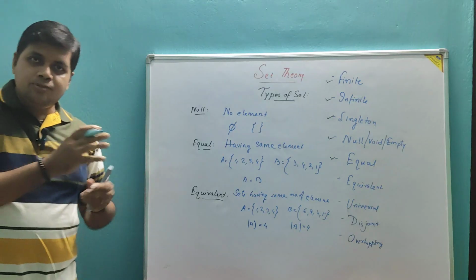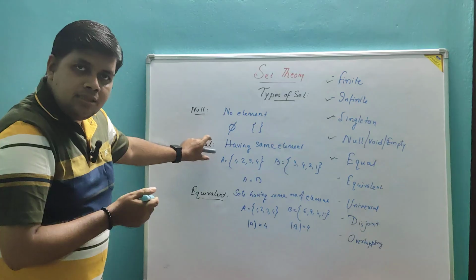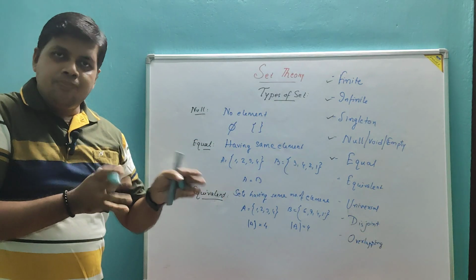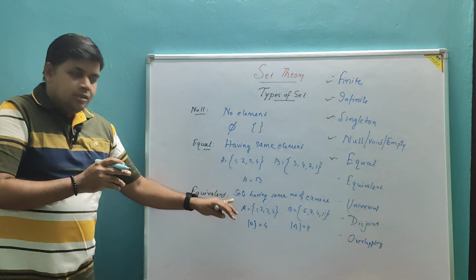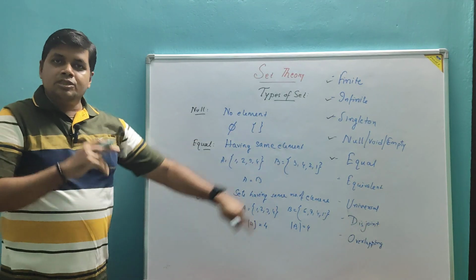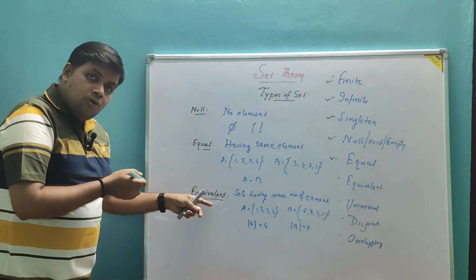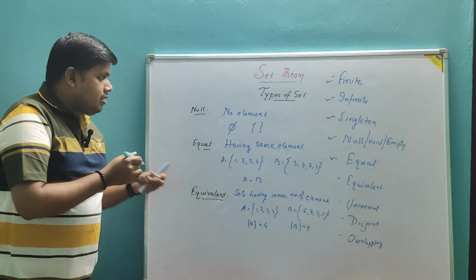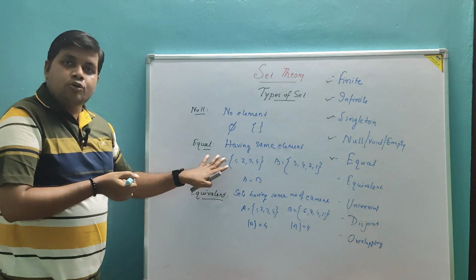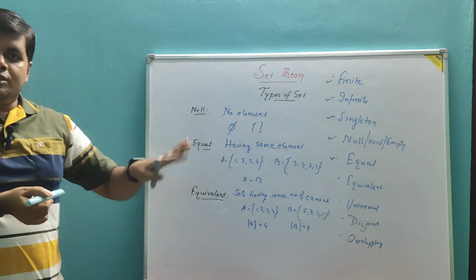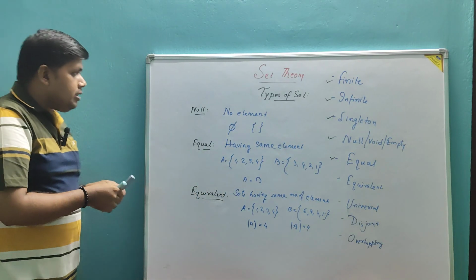So there is a difference between equal sets and equivalent sets. In the case of equal sets, the elements must be the same, and they can be in any order. However, in the case of equivalent sets, the number of elements must be the same. So any set which is equivalent may not be equal. However, any set which is equal should be equivalent. So you have to remember this.